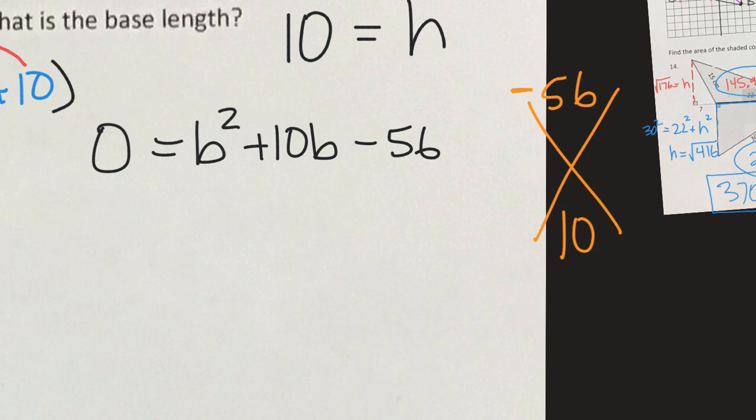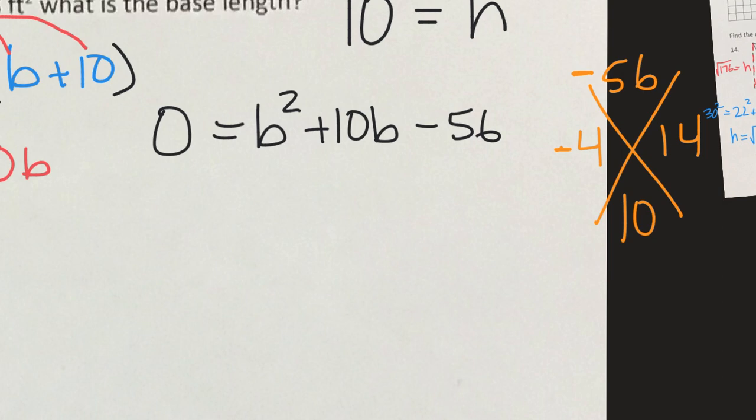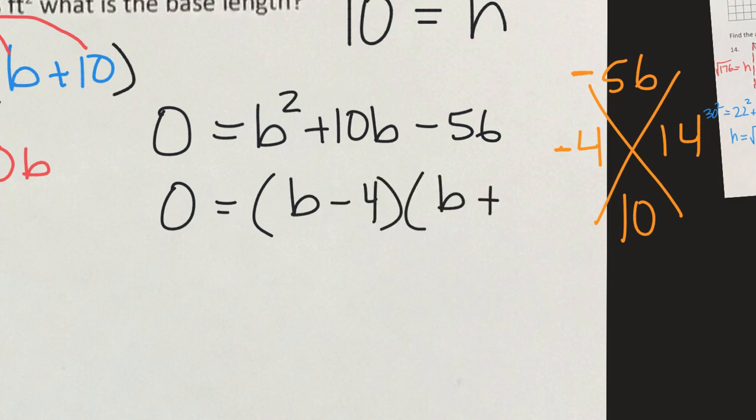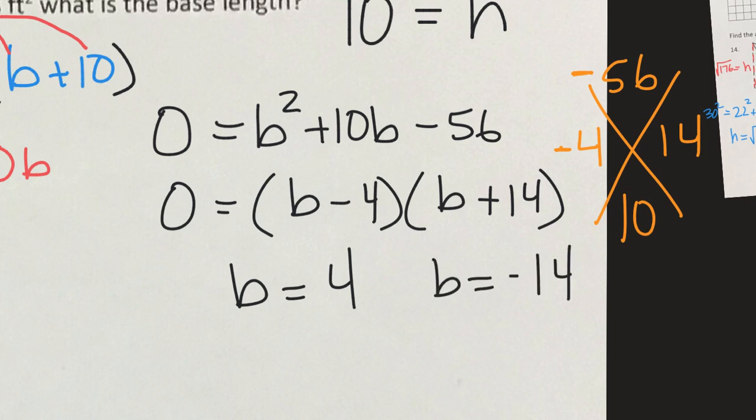Okay, 2 and 12? No. 3 and 13? No. 4 and 14? Yes. 4 times 14 is 56, but we want the 4 to be negative, so that 14 minus 4 is 10. So we're solving this by factoring. We can change our quadratic into a factored form, b minus 4 and b plus 14. So the base equals positive 4 or the base equals negative 14.